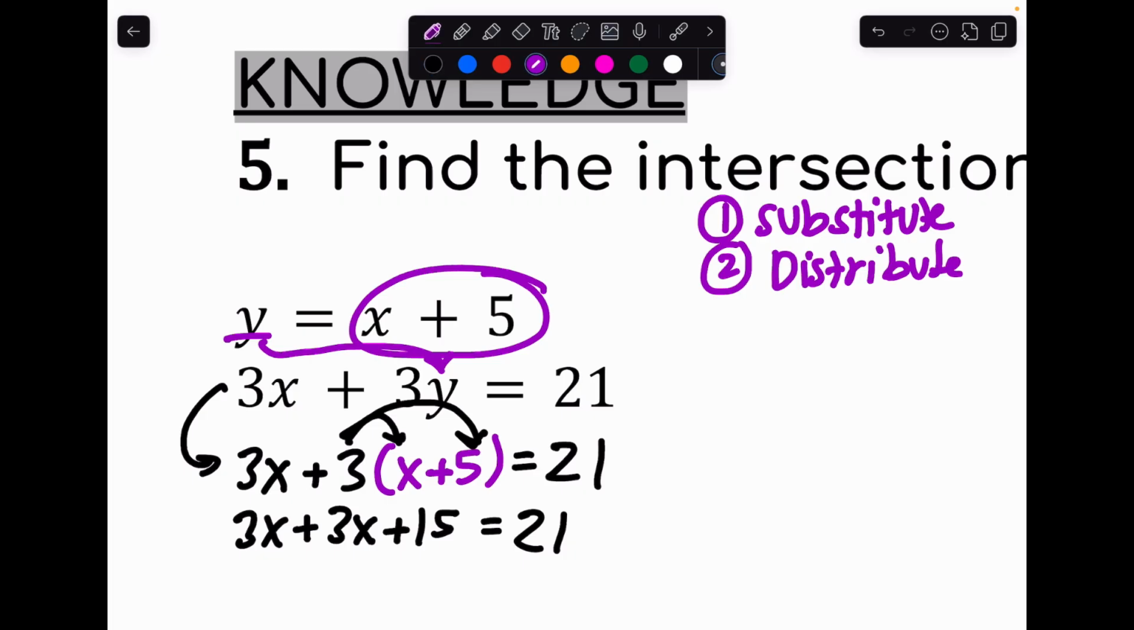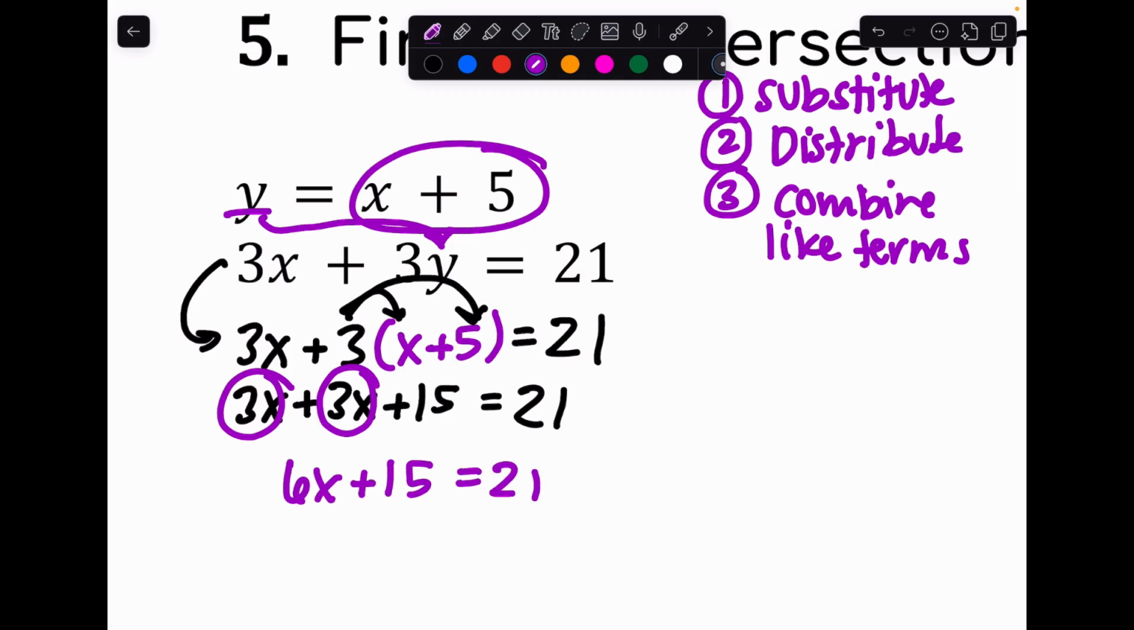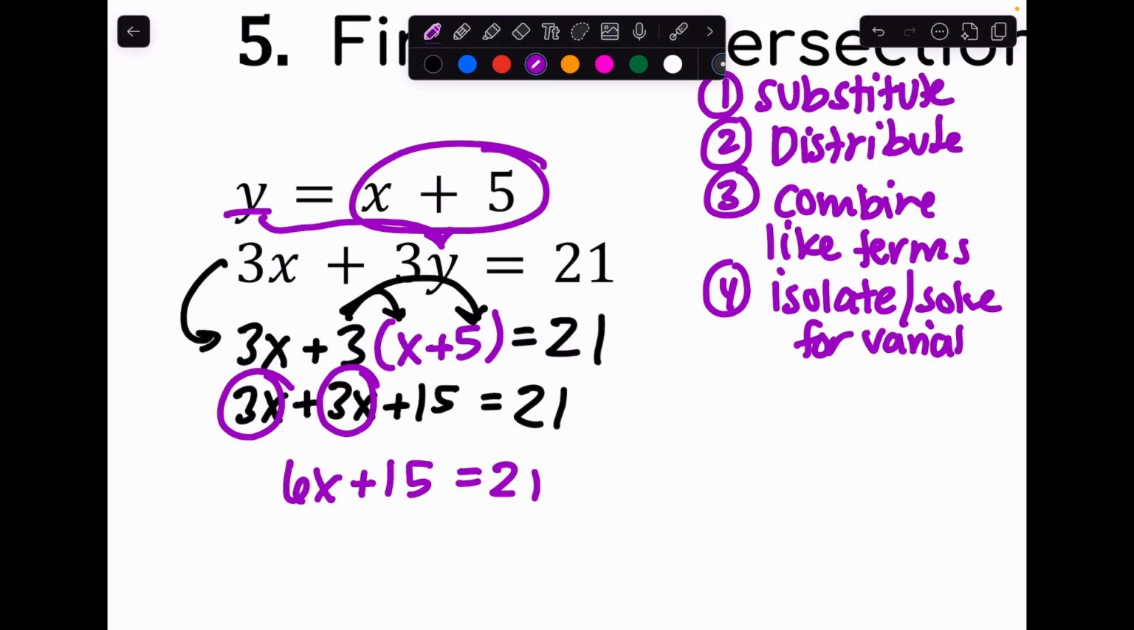The next thing that I want to do is combine like terms. Where I have 3x and 3x, that makes 6x plus 15 equals 21. I'm going to isolate, solve for the variable. And when I do, I subtract 15.